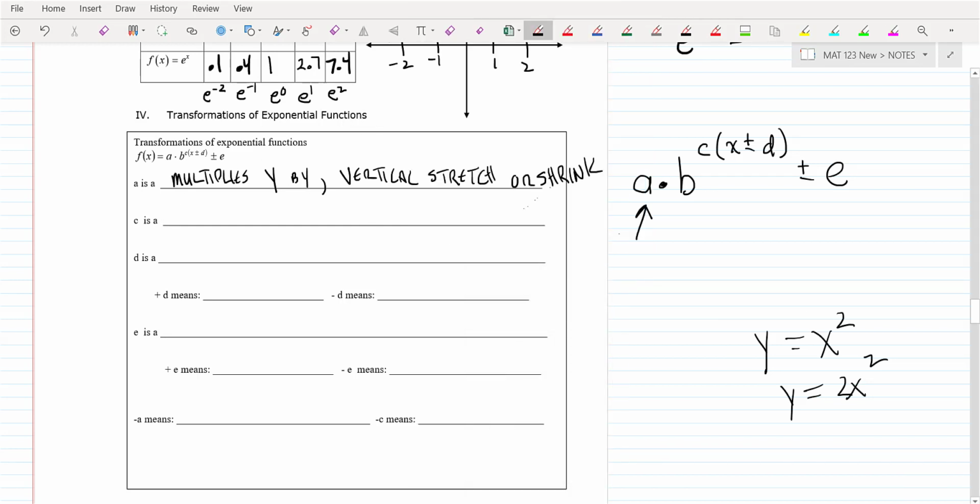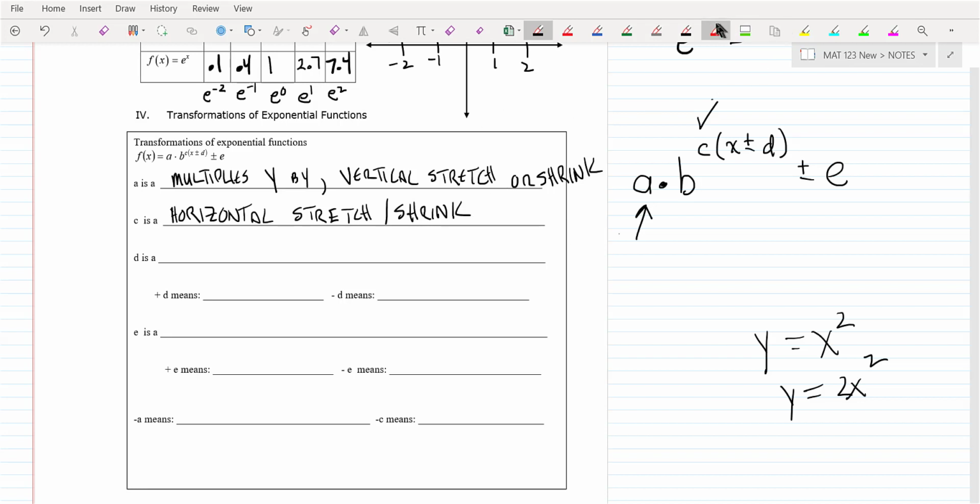All right, let's see. The next thing is C. Now what C does is that basically it's a horizontal stretch or shrink. I'm not going to worry too much about this one either. And it ends up just kind of being the opposite on that. I'm not going to pay too much attention to that one in this class, though.